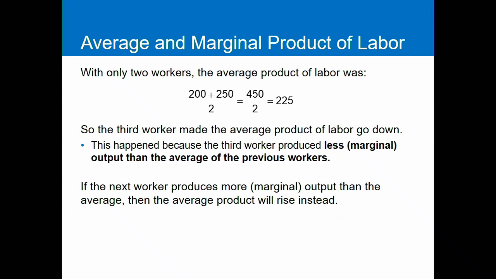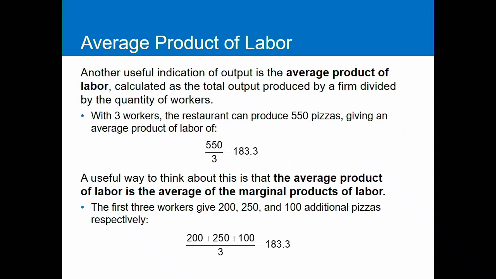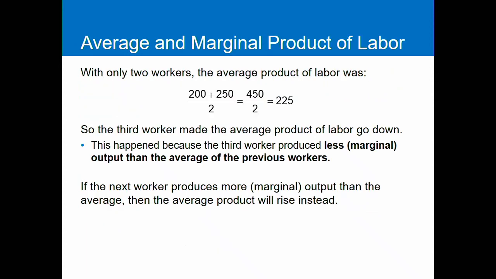The reason this happens is because that third worker had a lower marginal production than the previous one. So that third worker, see the marginal product of labor here, 200 and 250 for the first 2. That third one only added 100 additional pizzas. So because that number is so much smaller than the first 2, that's going to drag down the average. Like that kid in your fraternity, on your sports team, your sorority, that has a really low GPA, bringing down the group average.